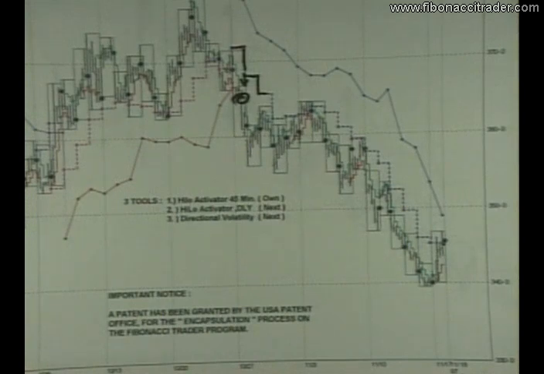You can see the tools I'm using here: high-low activator 45 minutes, high-low activator daily, and directional volatility. These are all on your programs. There's no add-ons, etc. This was a full 12 months of trading the 45 minutes. There was one false signal for a 3-day period during the 12 months. Take it home, check it out.